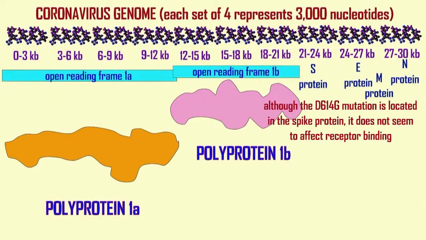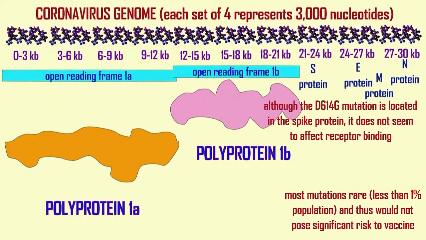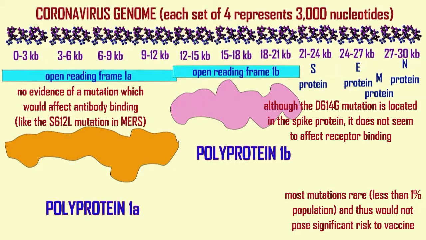Most mutations are rare, less than 1% of the viral infections, and thus would not pose a significant risk to a vaccine, even if they do affect how a vaccine would be effective against this strain. They are very rare. The vaccine would still be effective against the vast majority. We do know that mutations in a virus could then change the efficacy of vaccines. There is an example known in MERS, a coronavirus related to COVID-19, for example.